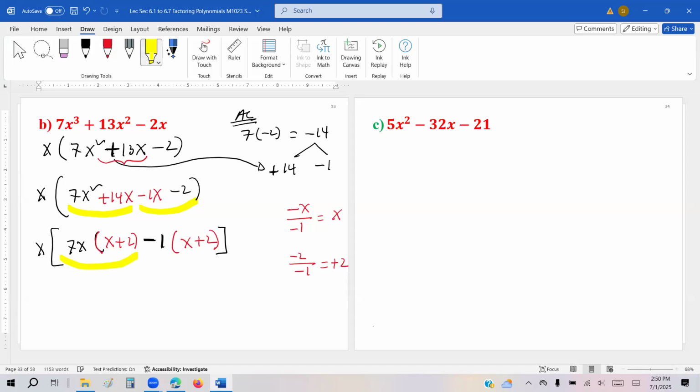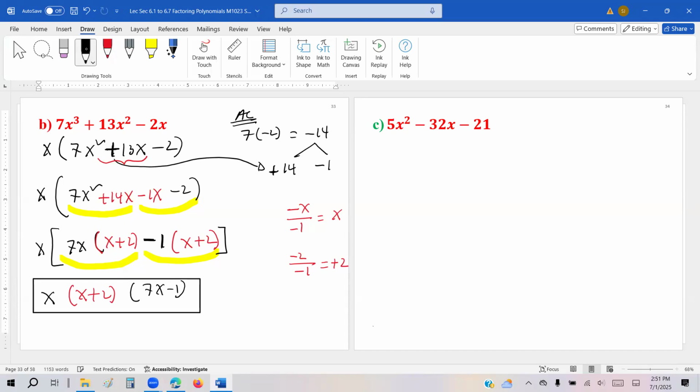We still observe our 2 groups. Now we compare the 2 groups. In both groups, do we have any GCF this time? In group 1 and group 2, do you see the same thing? x plus 2. So we factor out x plus 2. So what is left? 7x minus 1. Now we are done.